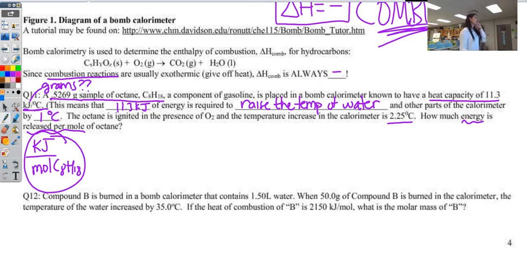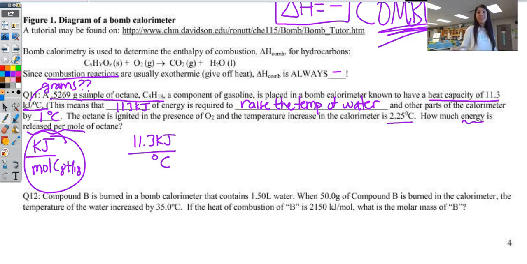In this situation, it's telling me that it's a 0.5269 gram sample of the octane, but that's only going to give me the moles of octane. So I'm going to come back to that in just a second. But let's see if we can figure out what the kilojoules are. I don't know kilojoules, but I know kilojoules per degree Celsius. So I know it's 11.3 kilojoules per degree Celsius.